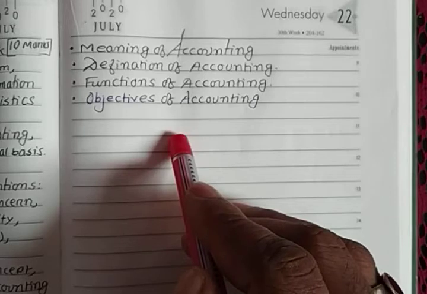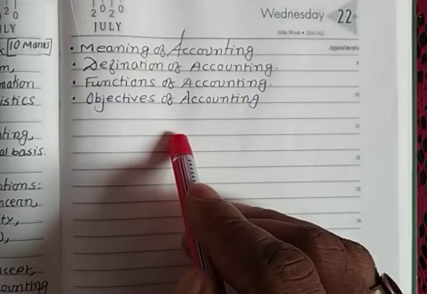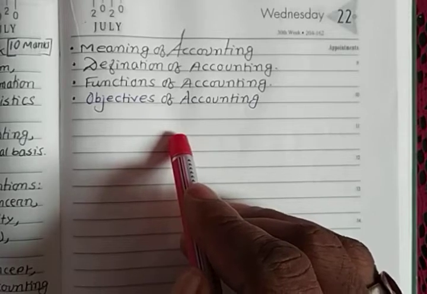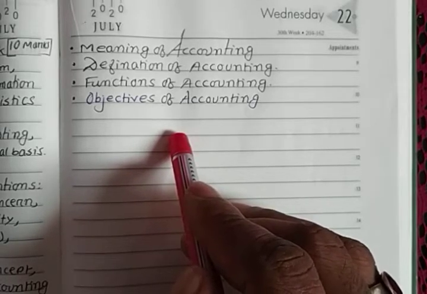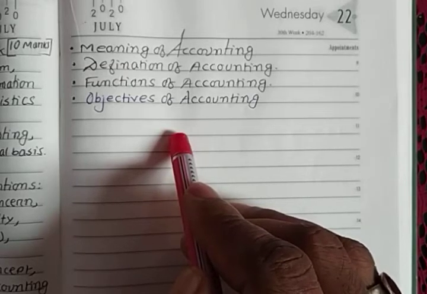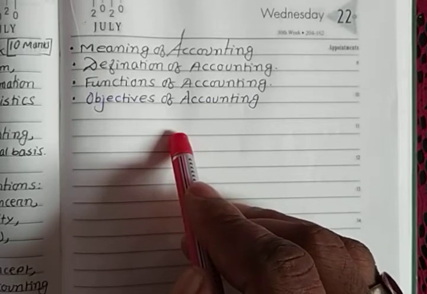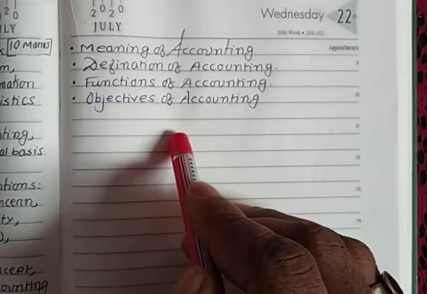Okay, after finding out the result, this information you have to communicate to the different users of accounting. Users are of two types: one is internal users and the other is external users. The internal users and external users, I will explain in my next video. Okay, so this is about accounting.